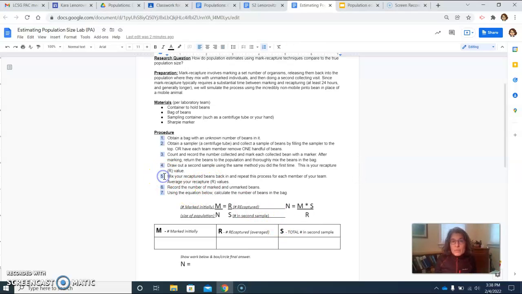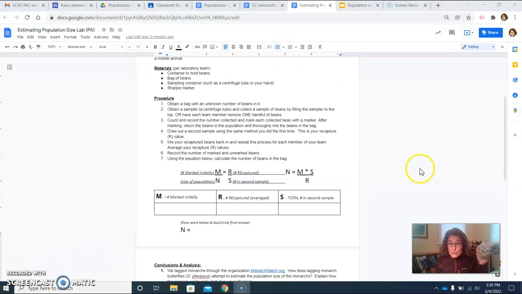Because you're working with a team, and you would do this in the real world as well, you would repeat that process several times. So once you've done it, you're going to dump those beans back in, you're going to mix them really well, and then another person from your team is going to repeat that process. So you're going to have several averaged values for your recaptured rate as well as for your second sample. Then let's take a look at how you do your calculations. Remember that what you're trying to do is to figure out the total population size here without having to count every single individual bean. So how do we do that with your data?